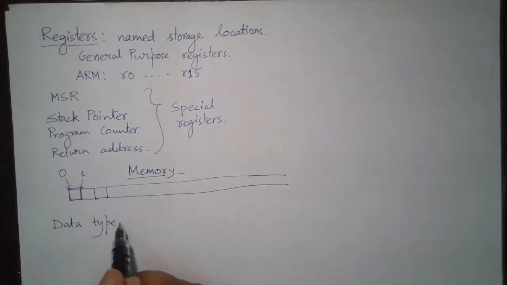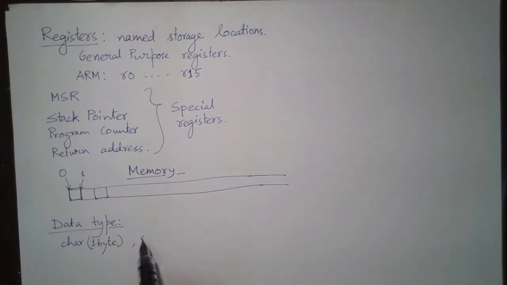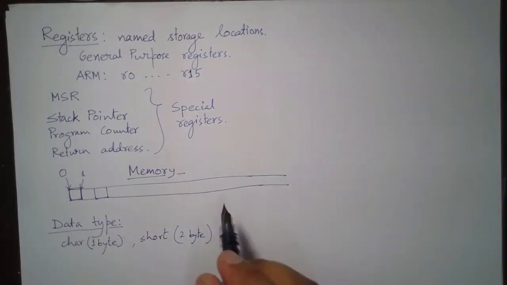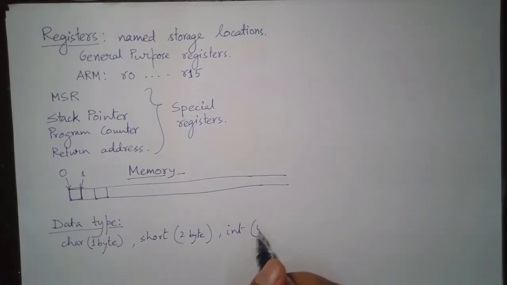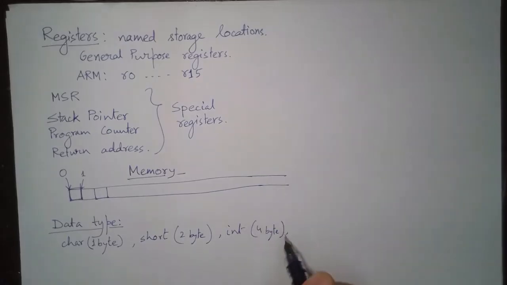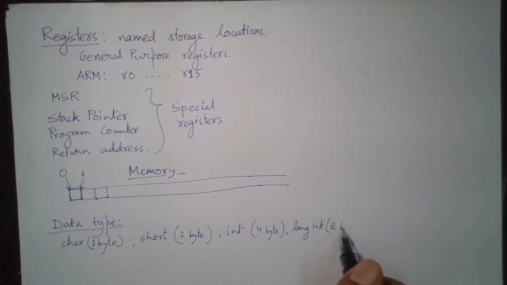If you look at any high level language, let us take the example of C. You will have a data type called character. Generally it has 1 byte length. Similarly, you have short, which is 2 bytes. You have integer, which is 4 bytes, and long integer, which is 8 bytes, right.